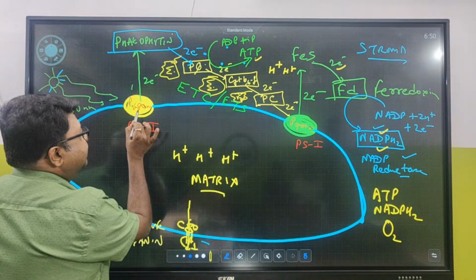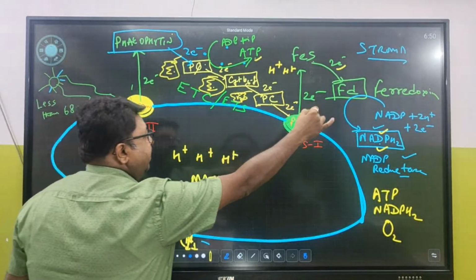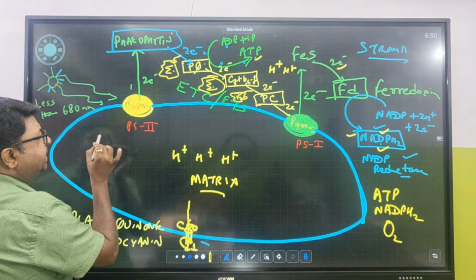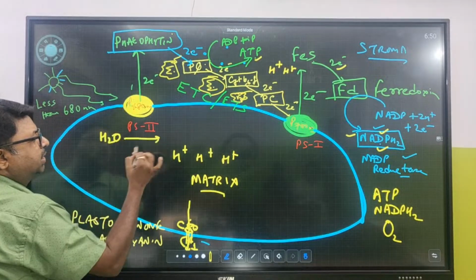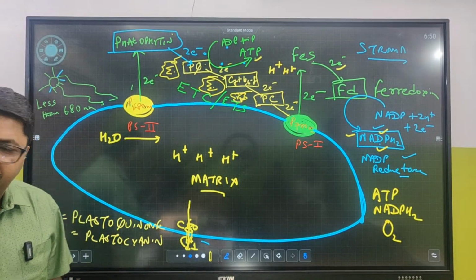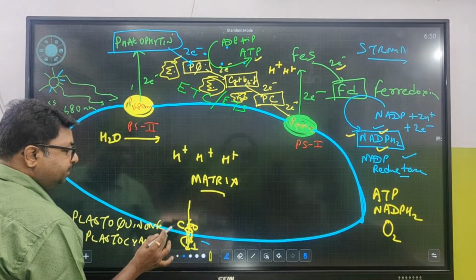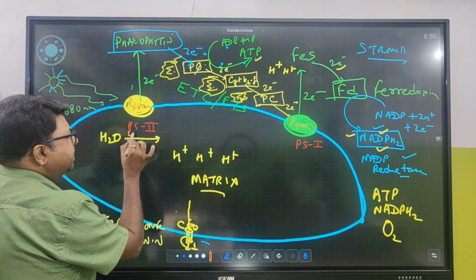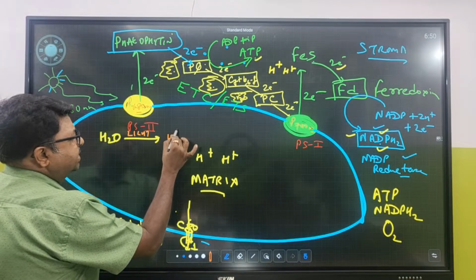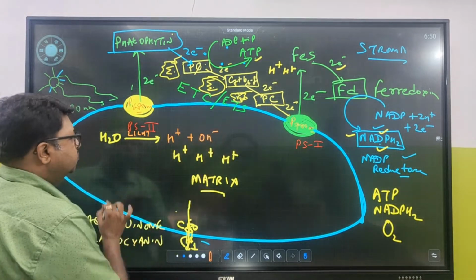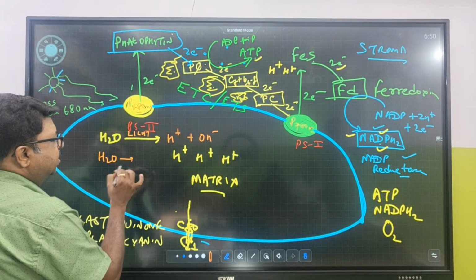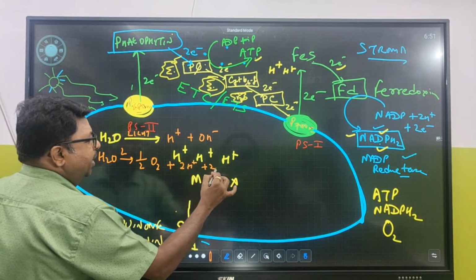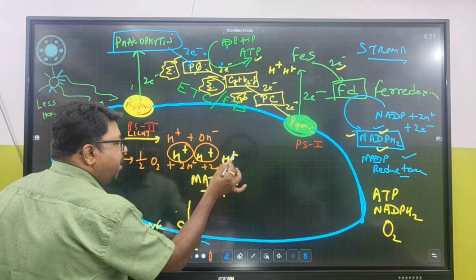But mind you, at P680, the electron's final fate is making NADPH2. But this P680 can break down water. That's what we call photolysis of water. It can break down water at the wavelength of P680. This water in the presence of sunlight can break down into H plus and OH minus ion. Or we can also rewrite this as H2O in the presence of light giving rise to half O2 plus 2H plus and 2 electrons. So this is the mechanism by which you can have a huge amount of H plus ion over here.